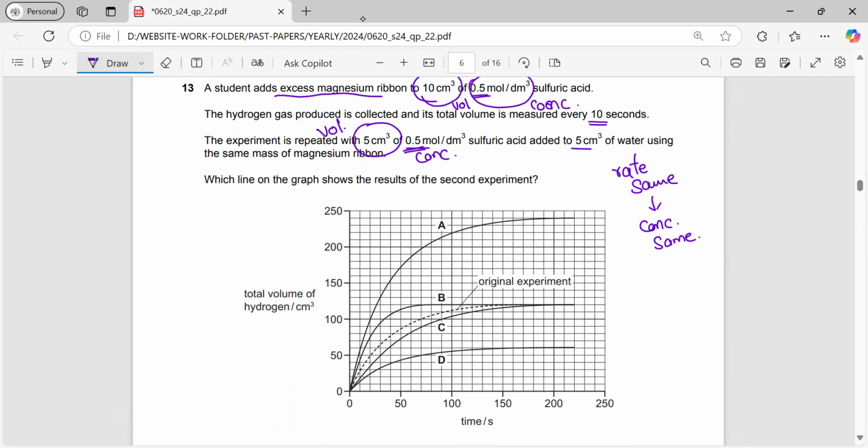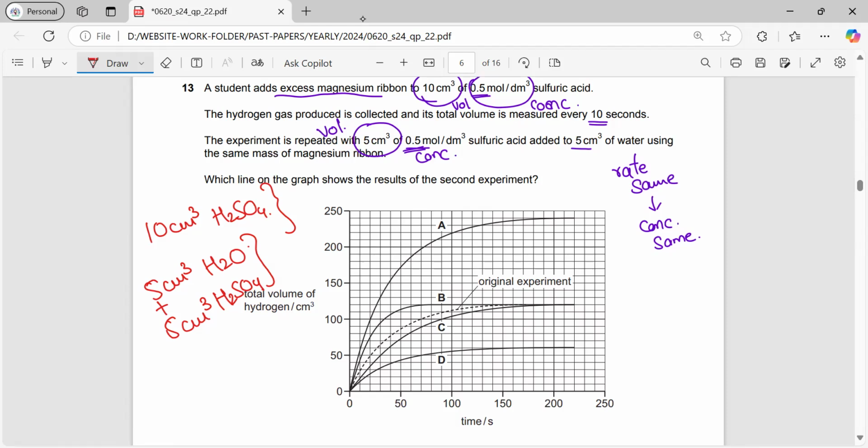But what they have done here, they have written that they have taken the same concentration, but if we see the volume, in the first experiment, they have taken 10 cm³ of sulfuric acid. In the second experiment, they have taken 5 cm³ of sulfuric acid, only 5 cm³, which means half the sulfuric acid, and they have added 5 cm³ of water to it.